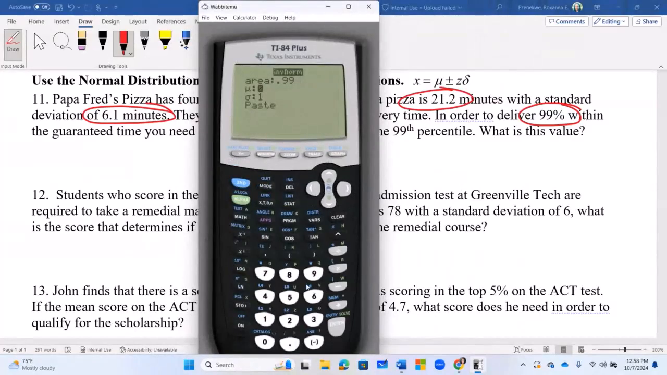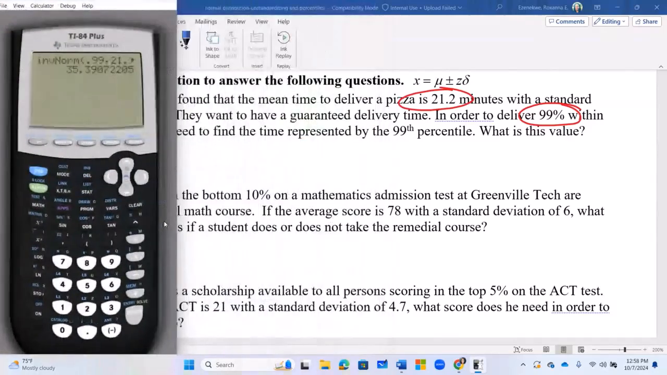The mean is raw data, so 21.2 because it's raw data, and the standard deviation is 6.1. So I don't have to standardize this because my calculator actually knows how to work with raw data. So I'm going to paste. When I hit enter, the time required to deliver 99% is 35.39.